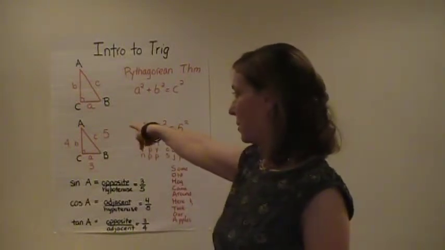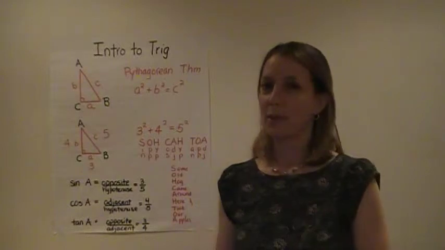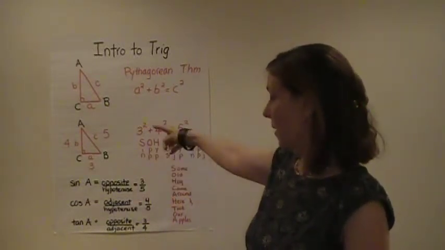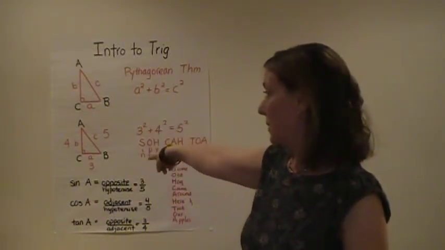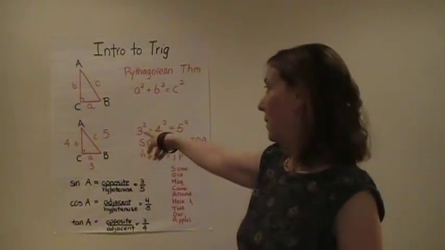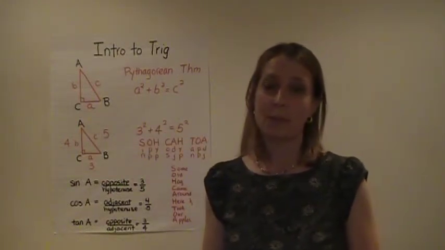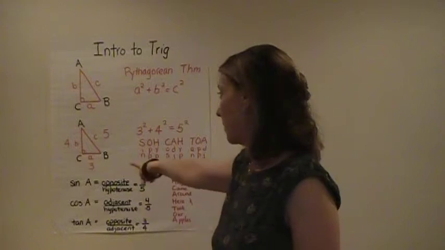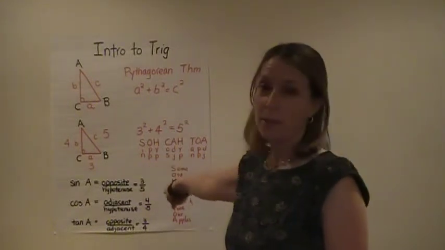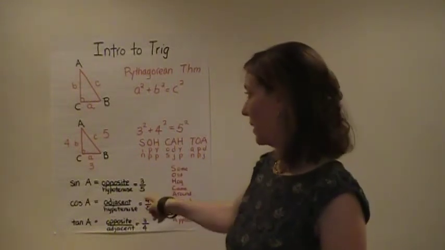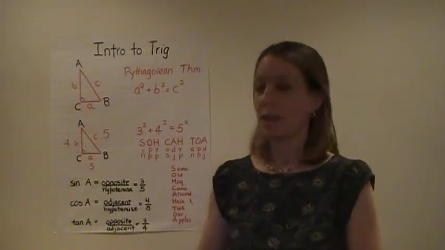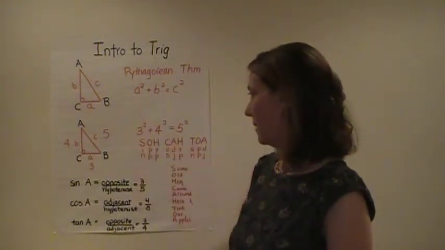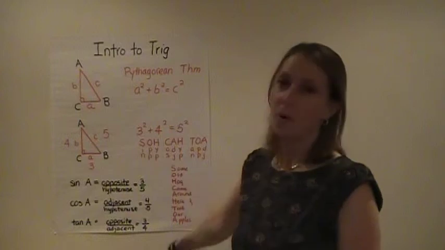So if we go over to angle A in that 3, 4, 5 right triangle and we look across or opposite angle A, we'll see that that side is 3, while the hypotenuse, the long side across from the right angle, is 5. So sine of A is equal to 3 over 5. If we do cosine of A, we're going to use the adjacent side, which is the one right next to A, so that's 4 over 5.